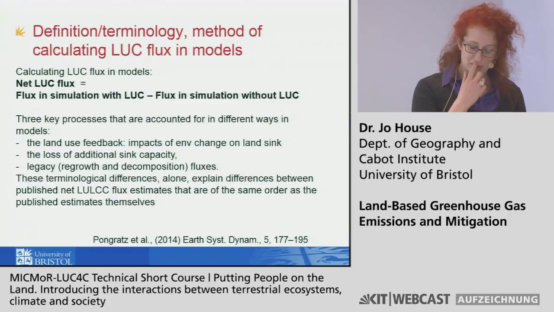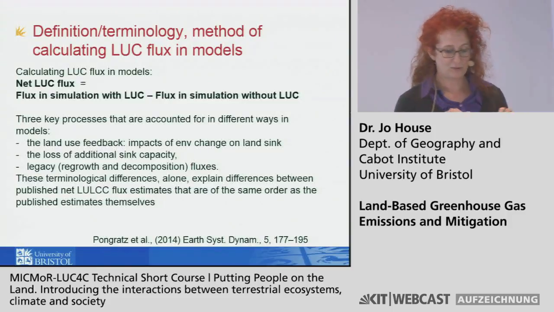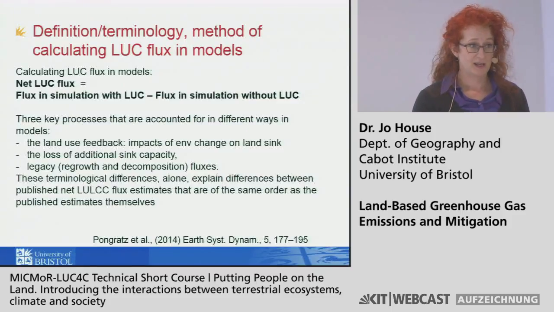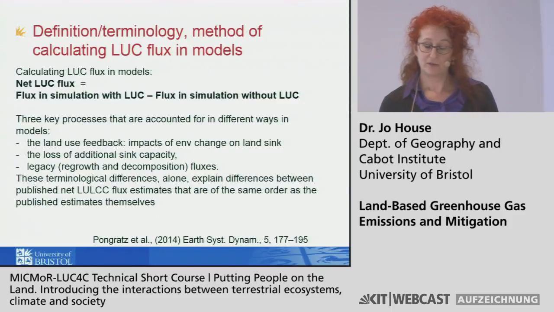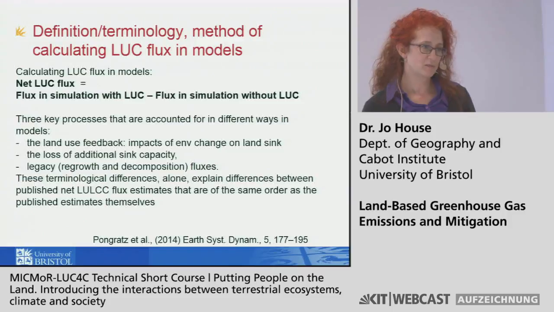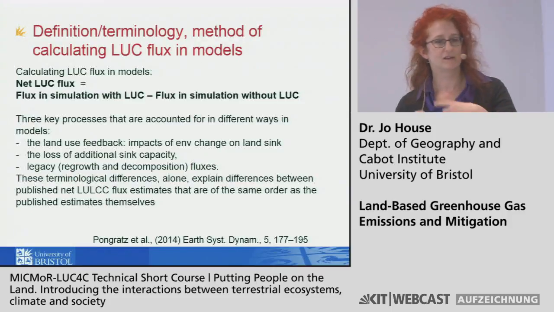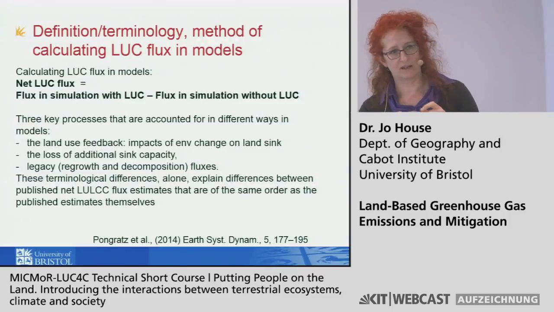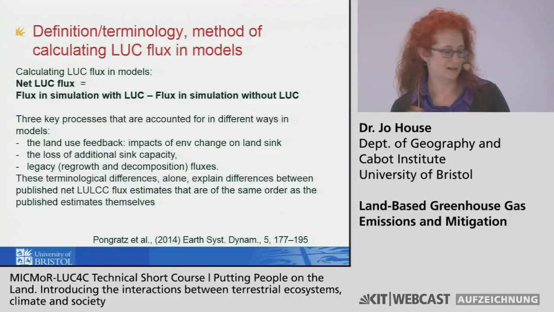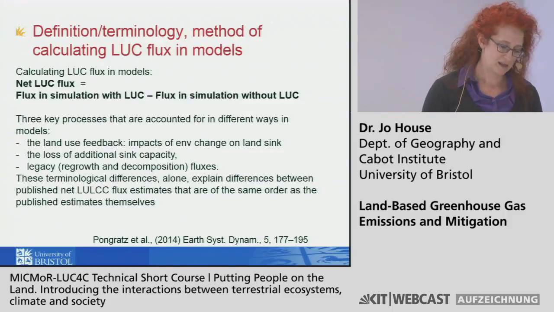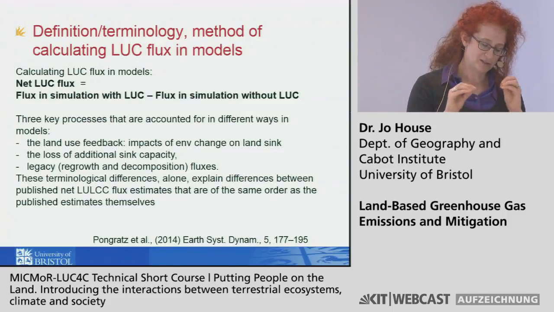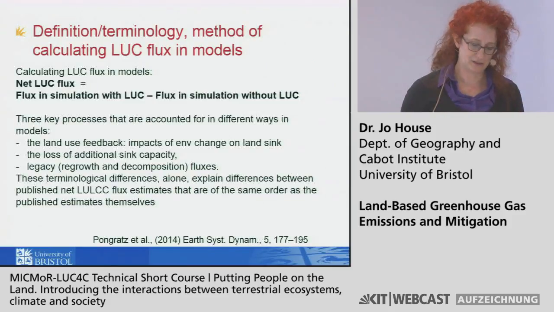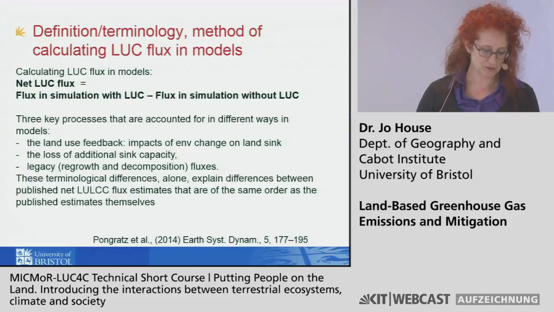That's what most models do. That's what all the DGVMs do. It's what's done with some of the Earth system models, although it kind of depends what mode they're running in and how they diagnose it slightly differently from IPCC. But really, to be able to separate out the land use change flux, the only real way to do that is to run the models with and without the land use change.